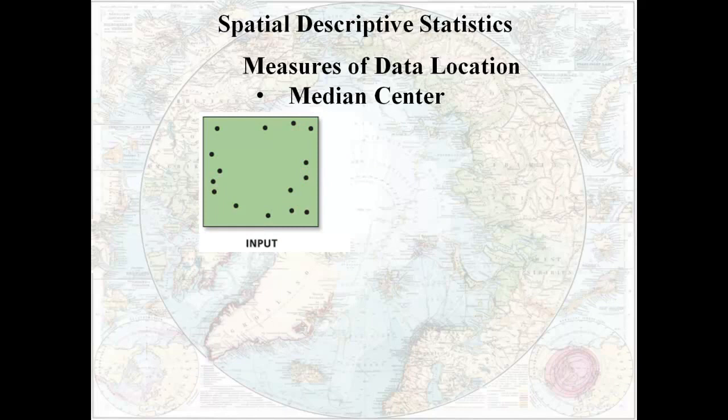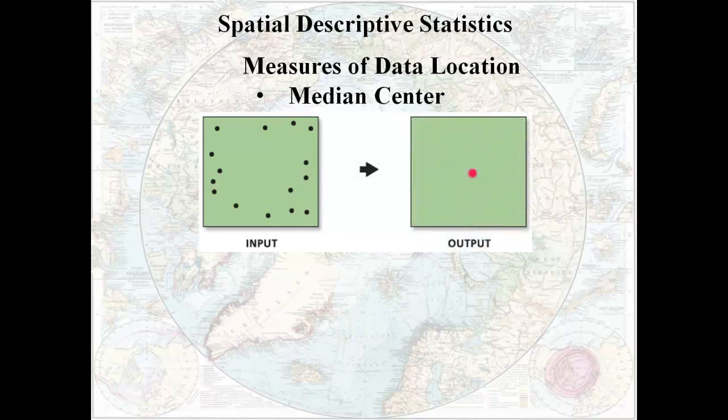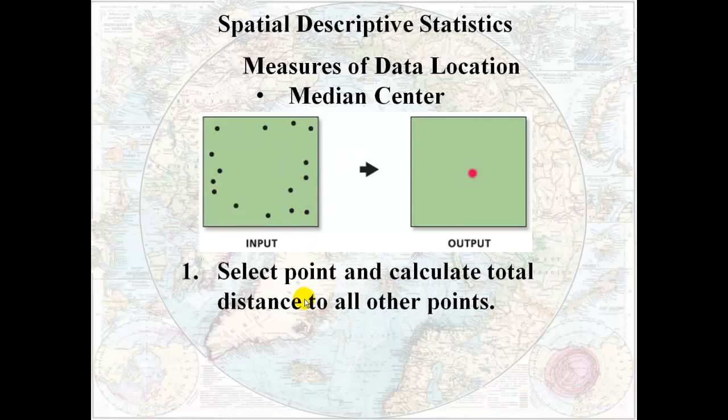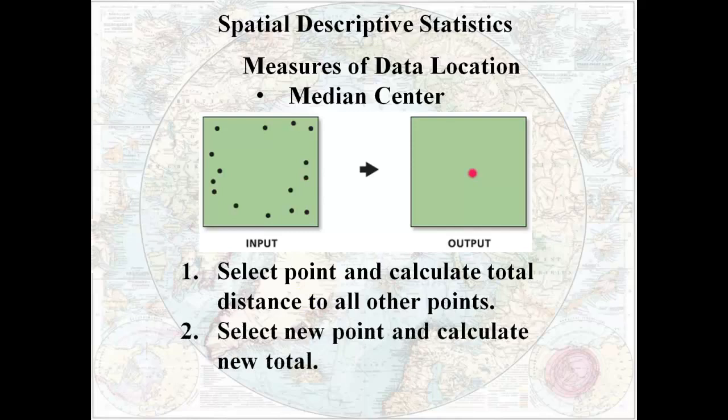Median center, what does that do? Well, you get an input of all your points, and it finds a point that minimizes the distance between the point and all the points inside of your data set. So it's creating a new point that's closest in total to all the points. You can imagine lines going from this point out to each of the other points, and the distance between this point and all the other points is minimized. So what do we do? We pick a point, we calculate the total distance to all the other points, pick a new point, calculate a new total. The point that comes up with the smallest total distance is going to be your median center.